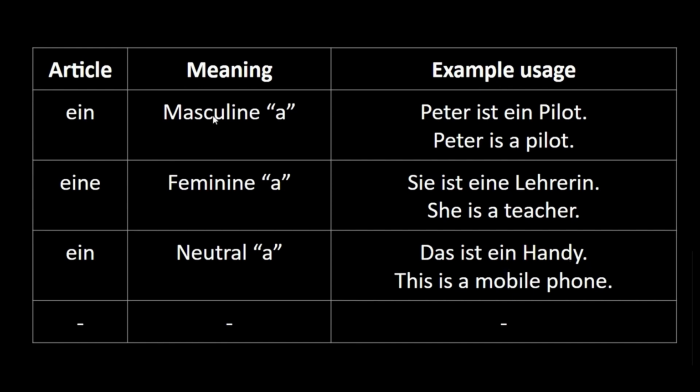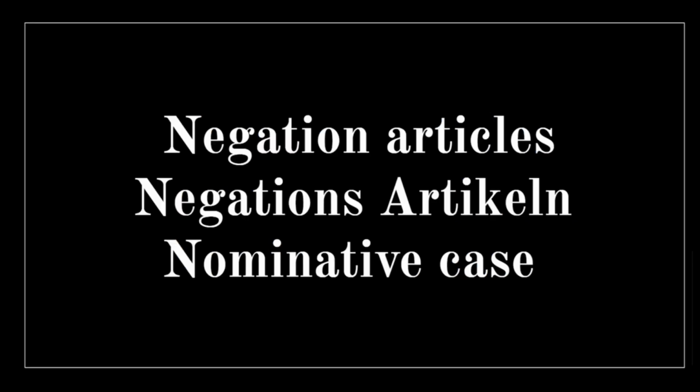Again, the question, the indefinite article for masculine and neutral are the same. How do we differentiate? Of course, we can differentiate based on the context. And how do I remember the indefinite articles? Ein, eine, ein. Okay, and of course, we don't have an indefinite article for plural. That is because it's not single anymore, right? So that's why we don't have any article for plural in Unbestimmt. Moving on, we will now learn the negation articles.